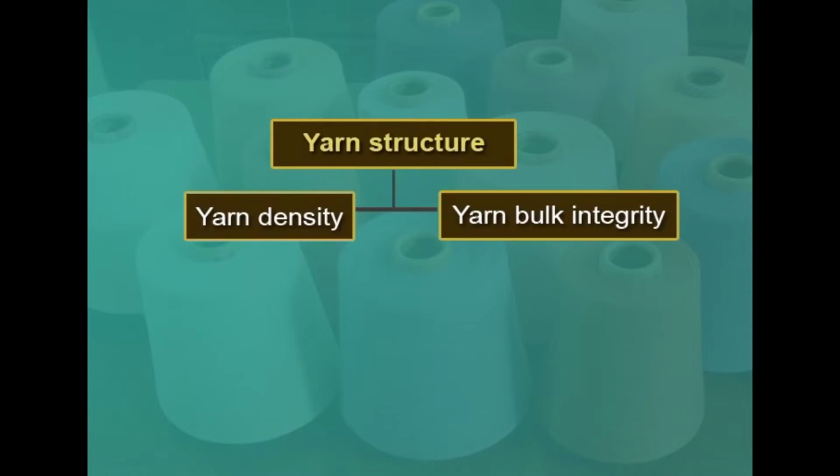Now, when we talk about the yarn structure, we should understand two aspects here. One is the yarn density and the other is the bulk integrity. Now, as we know, the fiber is supposed to be the main component that is present in a yarn.